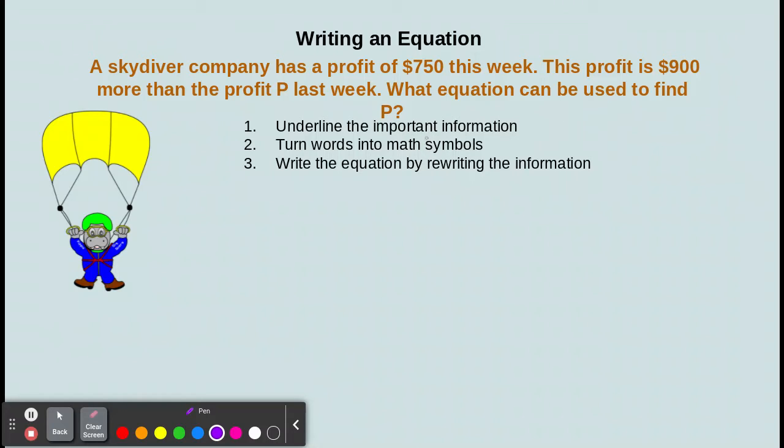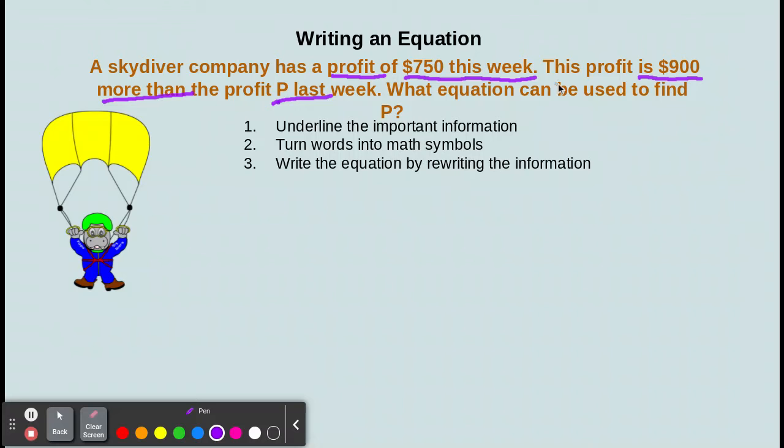All right, so we've read it once. Now let's go back and let's underline the important information. So a skydiver company has a profit of $750 this week, right? This profit, the $750, is $900 more than the profit P last week. Okay, so we underlined all the important information. Now we're going to turn those words that we underlined into math symbols.